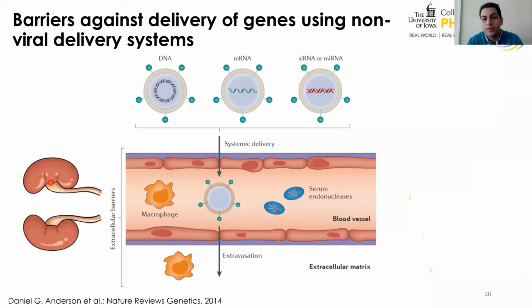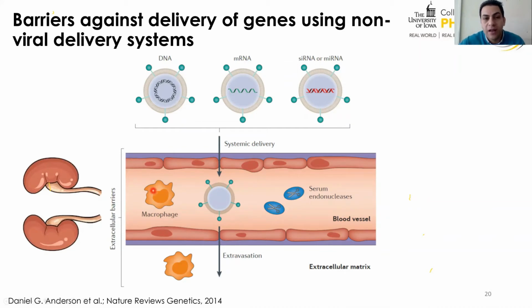So if you look here, you will see this is a picture depicting a blood vessel. This is a kidney. And it's called here extracellular barriers, which means the barriers outside the cells. So we are dividing these barriers into extracellular barriers and intracellular barriers that we want to overcome.